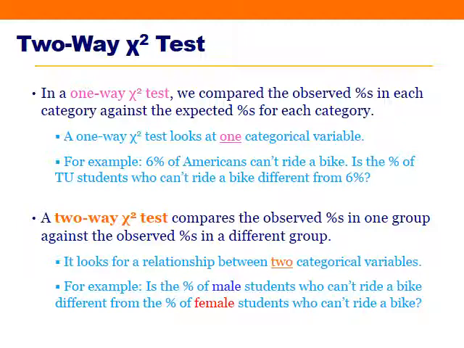If, however, we wanted to compare men and women in terms of their ability to ride a bike, we would have to recruit two samples, one of men, one of women. We would calculate the percentage of men who know how to ride a bike, the percentage of women who know how to ride a bike, and then we could perform a two-way chi-square test to see if those percentages are different from each other. In other words, are men more likely, equally likely, or less likely to know how to ride a bike compared to women?